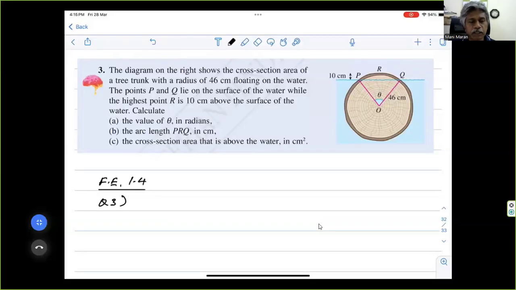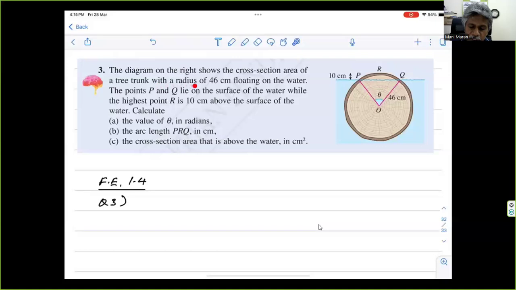Okay, let us now take a look at question number 3 in formative exercise 1.4. Let's go through the question and try to understand what the question is asking. The diagram on the right shows the cross-sectional area of a tree trunk. You can see here a tree trunk that is floating, partially floating on the surface of the water.